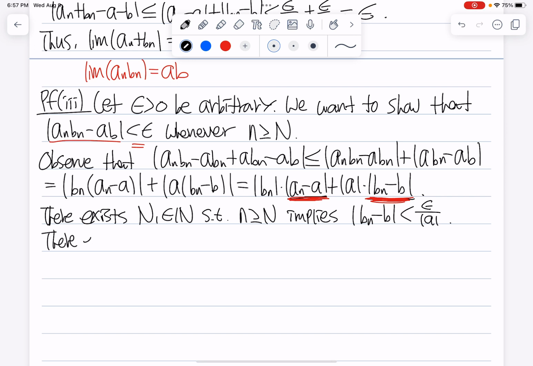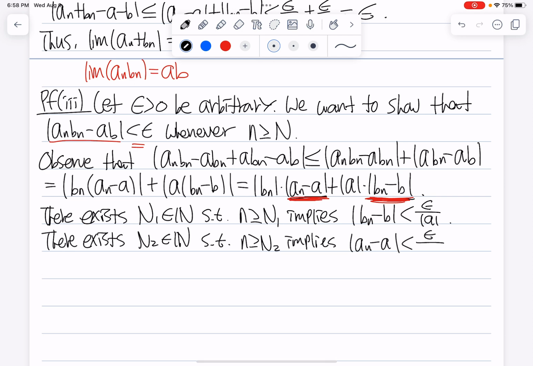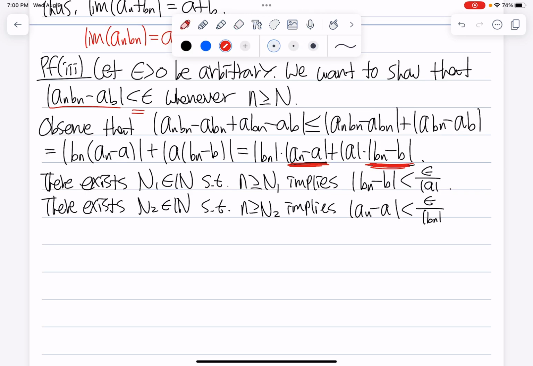We want to also find N2 in the natural numbers such that n greater than or equal to N2, and sorry, this is N1 up here, implies |an - a| is less than epsilon over |bn|. But we can't just do this because bn is a variable here, as opposed to the one we have above. This |a| is just a constant. So we can make this inequality smaller than epsilon over |a|. But in this case, that's not possible since we have a variable. It's going to work like this.